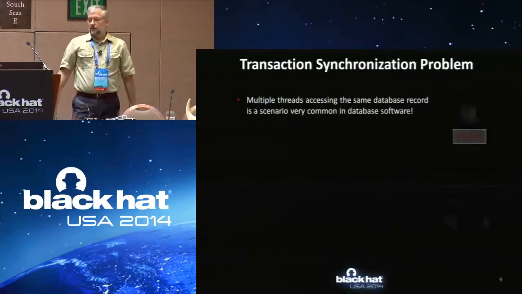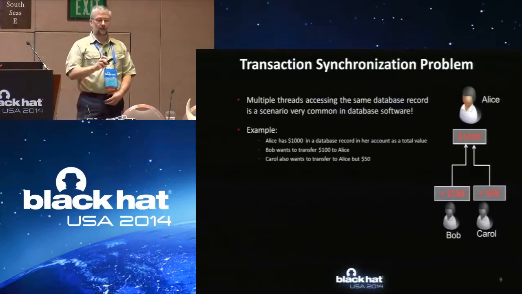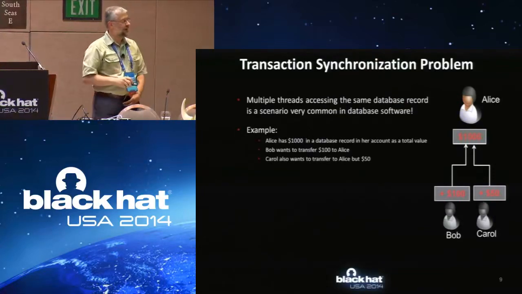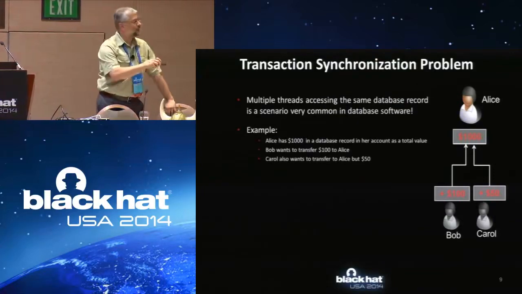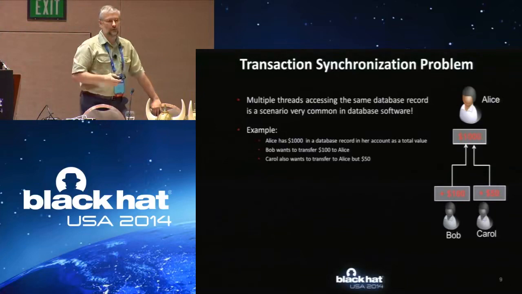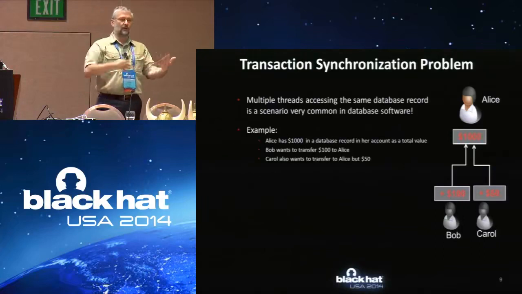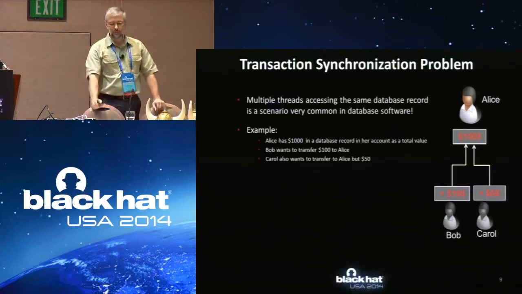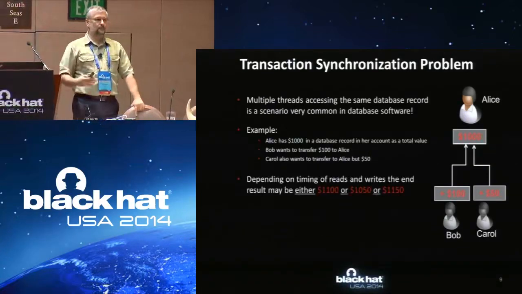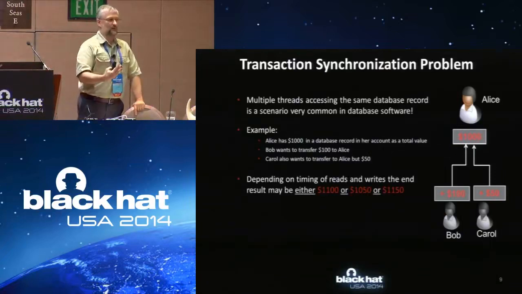In database, this scenario is very, very often happening. In this example, if we have one user, Alice, and she has $1,000 in her account, and two database threads want to add one $100 and another $50 to the same account. Depending on when they read the original amount, increase it and write it back, depending on the order of these events, you may actually end up having very different outcomes of that operation. And in total, you would potentially have 3 outcomes. Only one of those is correct.